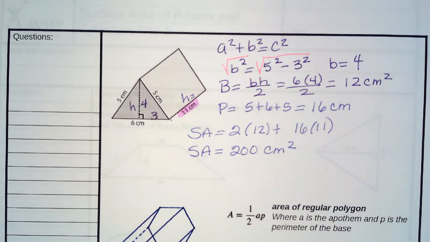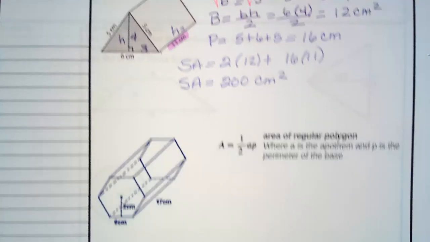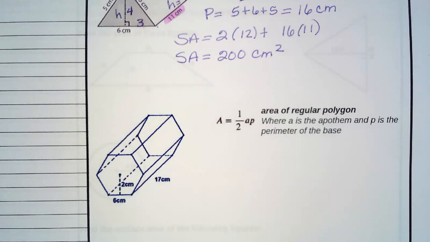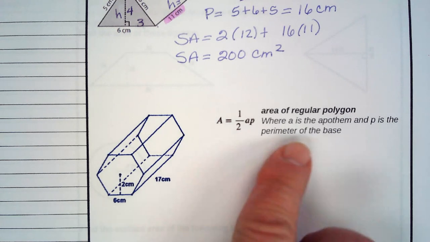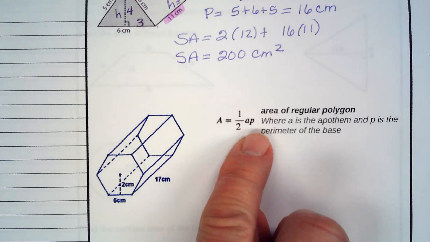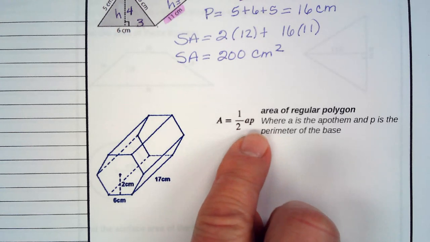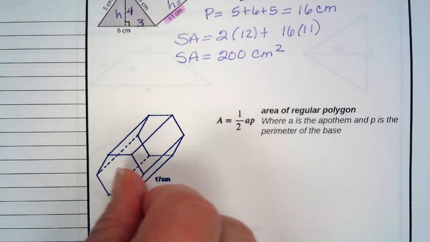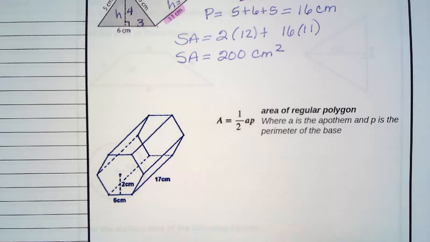For the last one, this is an area of a regular polygon. This is a right prism, but the base is not one that we normally see. So for your area of your regular polygon, A, it's 1/2 AP, where A is the apothem, which is that little piece that goes from edge to edge, and P is the perimeter of the base.